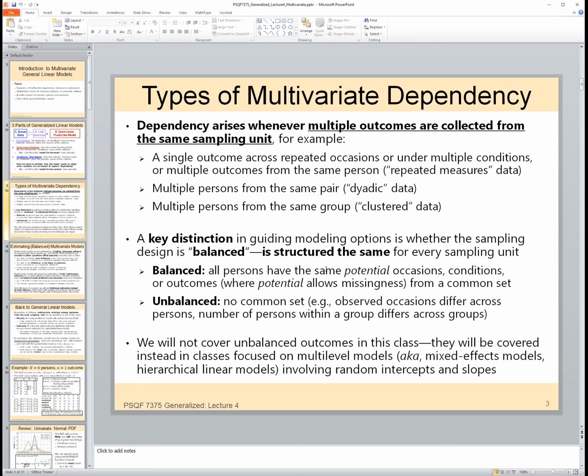Balanced is when the repeated measures are the same across all individuals. So if there's the same 3 possible conditions or the same 3 possible occasions. Unbalanced is the opposite, when the number of repeated measurements is going to vary across sampling units. So it happens in cluster data most commonly, where each group has a different number of persons potentially. So there's not a common set of persons because persons aren't specific entities the way that conditions or occasions are.